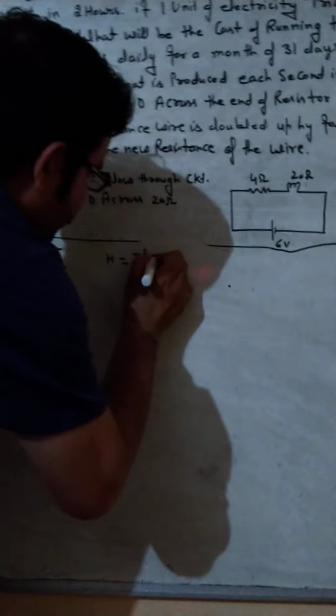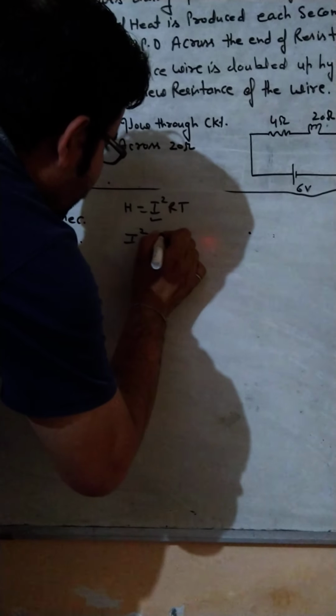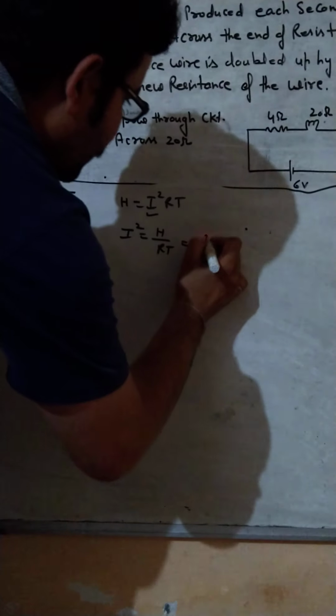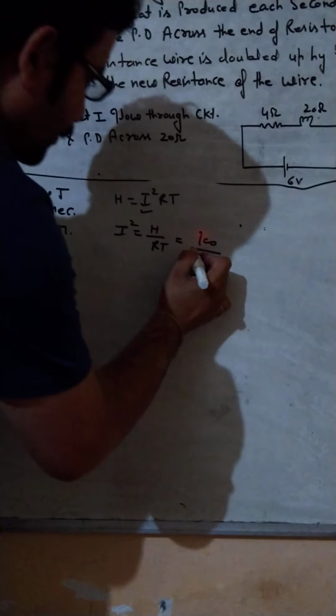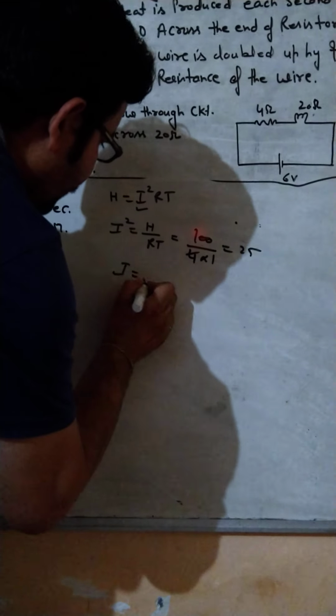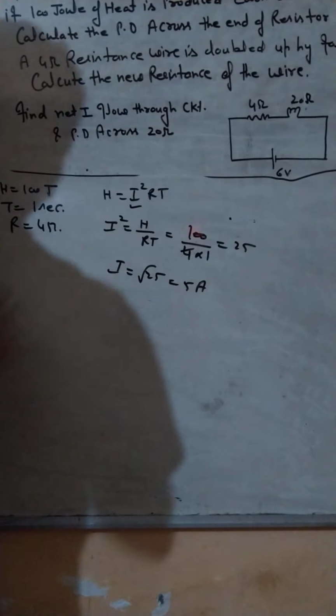So first of all we have to use H is equal to I square RT, Joule's law of heating. From here we will find I. That I square will be H upon RT. What is H here? 100 joule. What is resistance here? 4 into 1. That cut, it is 25. That means I is equal to root 25, that means 5 ampere.